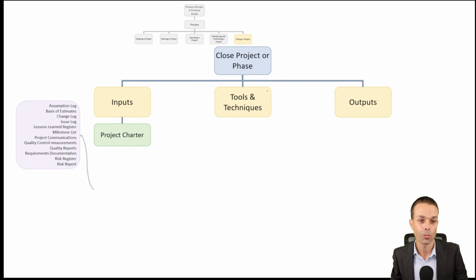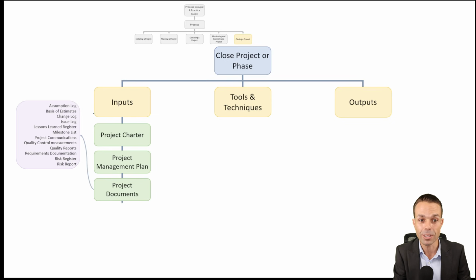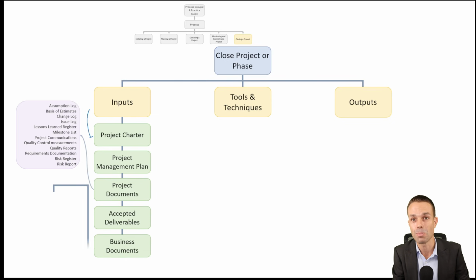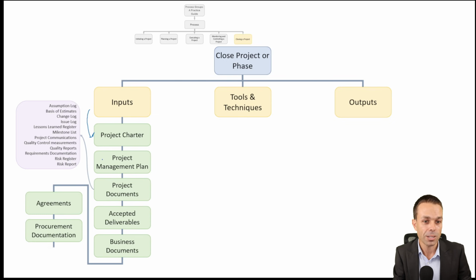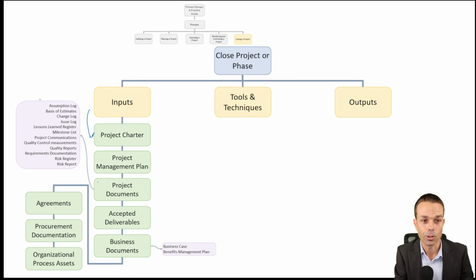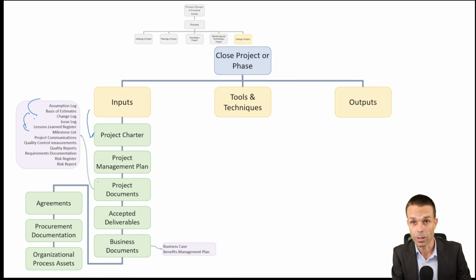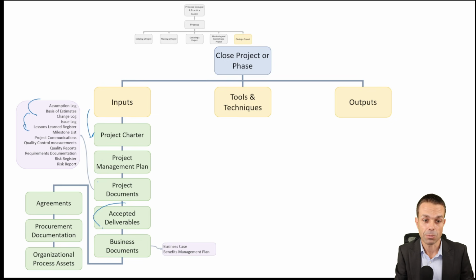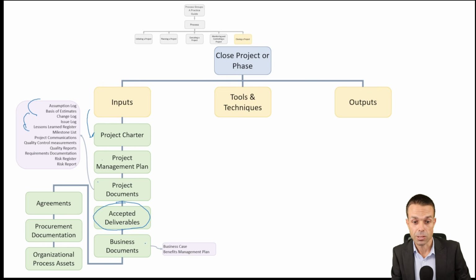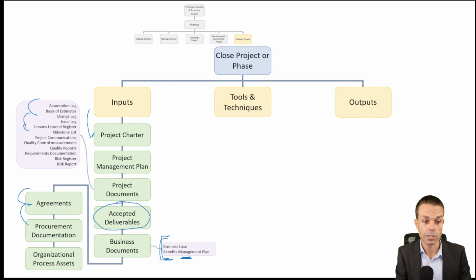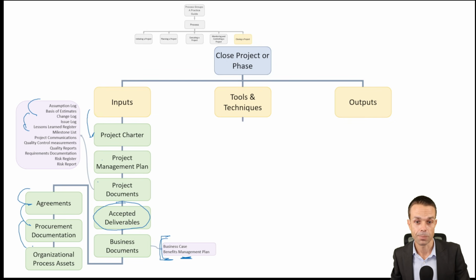How do we do this? We need our project charter. So what did we agree to at the very beginning? Did we meet what we agreed to? The project management plan, project documents. So all of these basis of estimates, the assumption logs, did we meet what we said we were going to do? The accepted deliverables themselves, the business documents, any future agreements, procurement documentation for closed procurements, and OPAs for any ways of working.